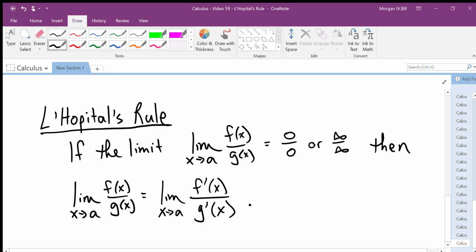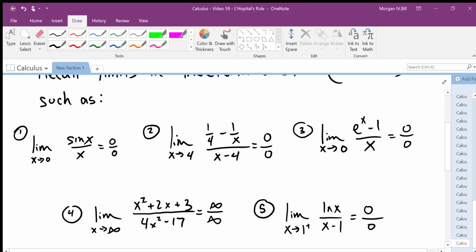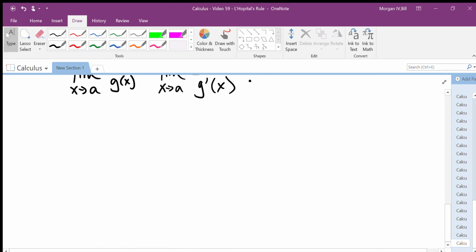Let's see how that can help us. So I'm going to go through those 5 examples that I have listed up here. And let's go ahead and start with the limit as x goes to 0 of the sine of x over x, which, if you remember, I should have marked the video here.